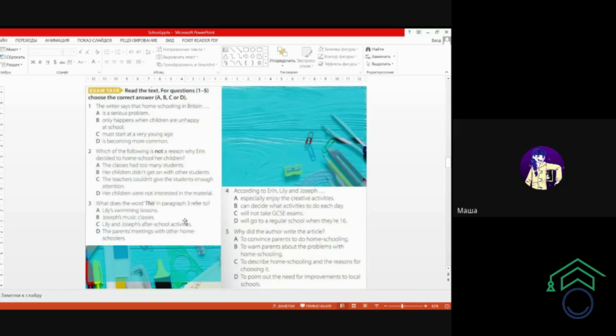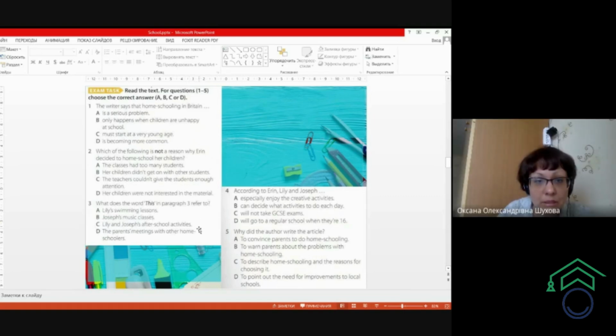Number 3. What does the word this in paragraph 3 refer to? Lily and Joseph's after-school activities. Okay, so it's variant C, right? Mm-hmm. Yeah. Okay. Yes, number 4.